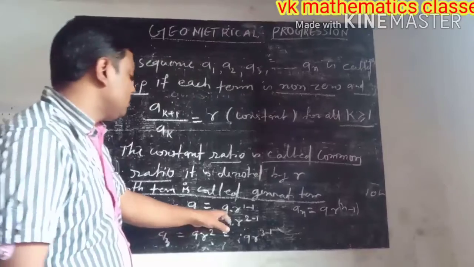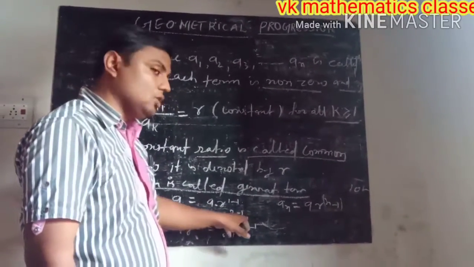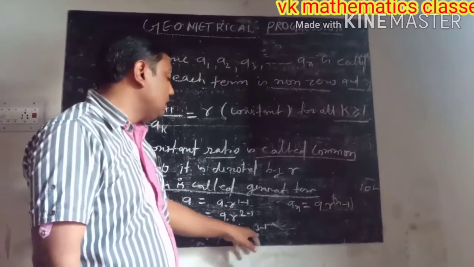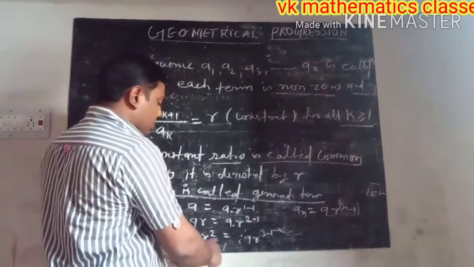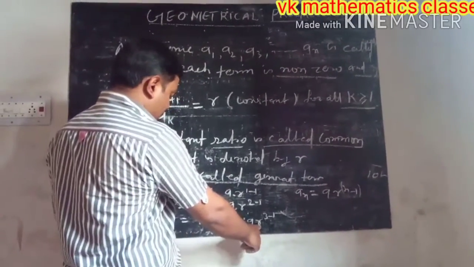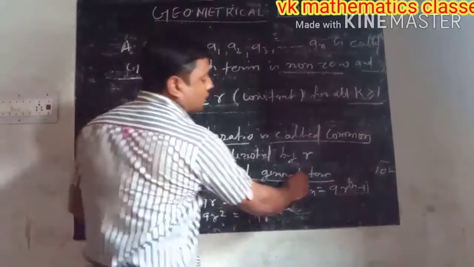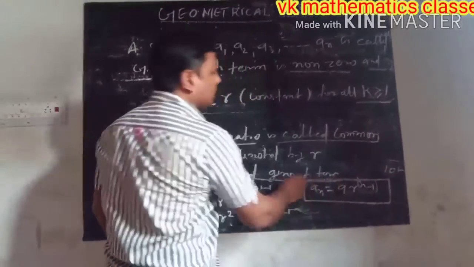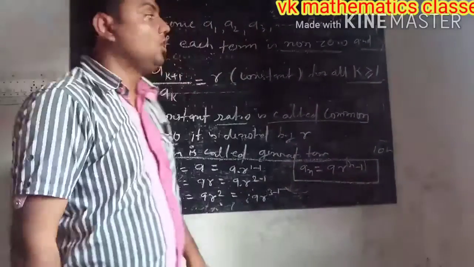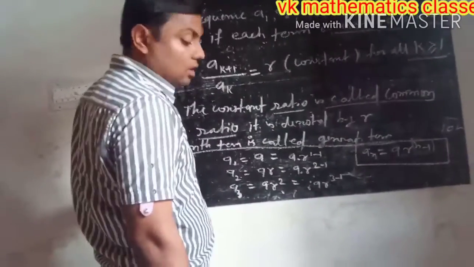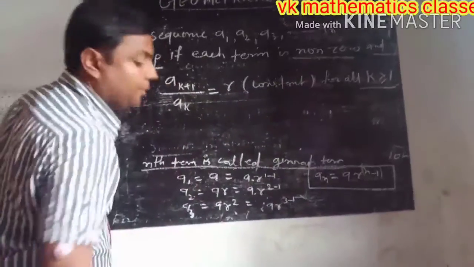So we find the first term ar to the power 1 minus 1, the second term ar to the power 2 minus 1, the third term ar to the power 3 minus 1, and we find the nth term is ar to the power n minus 1. This is known as the general term. An is equal to ar to the power n minus 1. Now we take an example and discuss it.